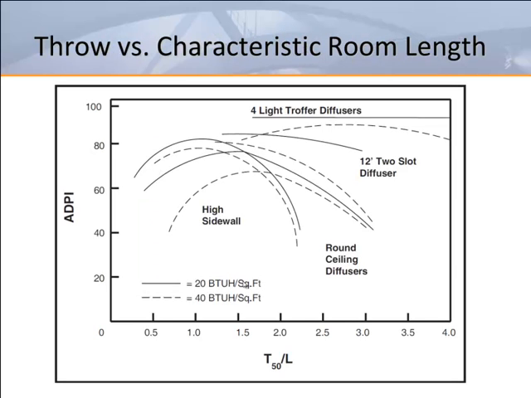For outlet selection, we need to know the range of T50 over L that will result in ADPI of 80 or more. This chart shows results for several types of outlets and room load factors. The T50 over L is the catalog isothermal throw to 50 feet per minute, divided by the module characteristic length. The T50 over L is the bridge that gets us from isothermal catalog performance data to cooling conditions. A load of 20 BTUs per square foot is equivalent to 1 CFM per square foot at 20 degrees differential temperature.